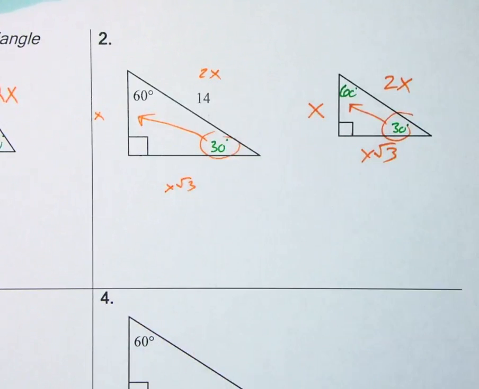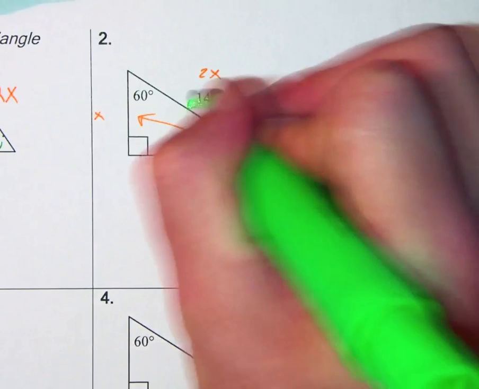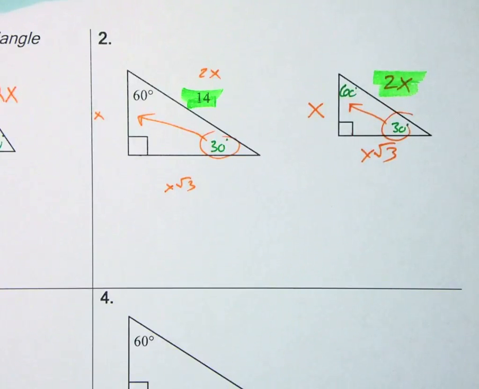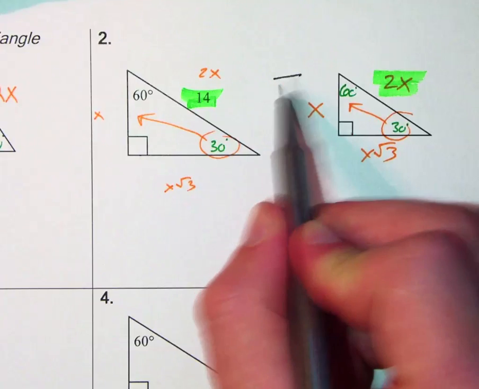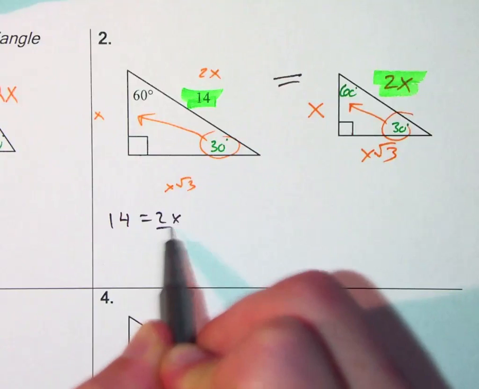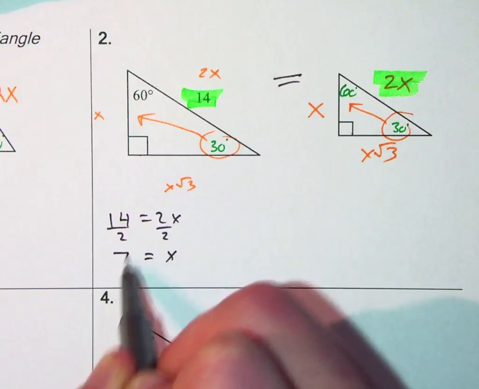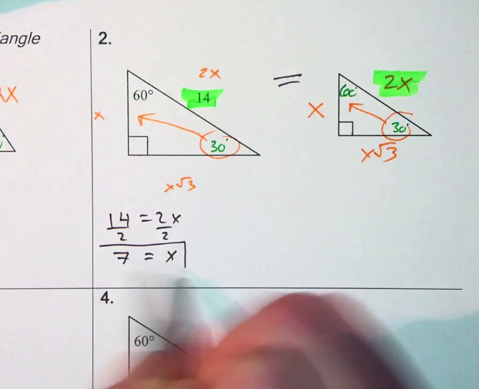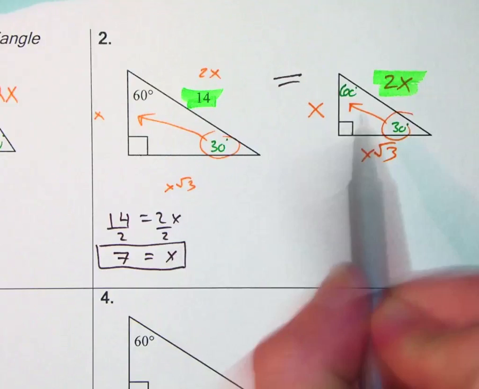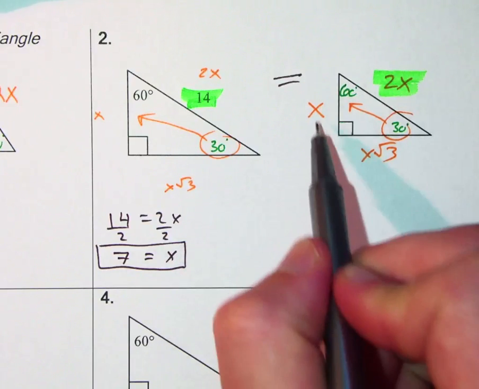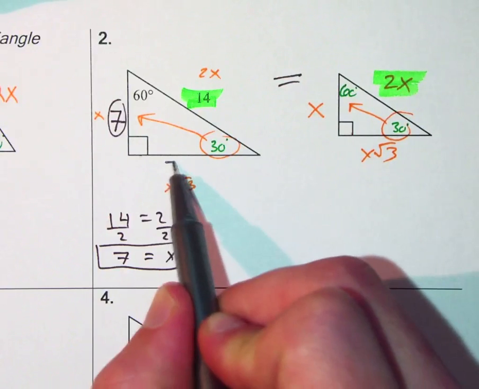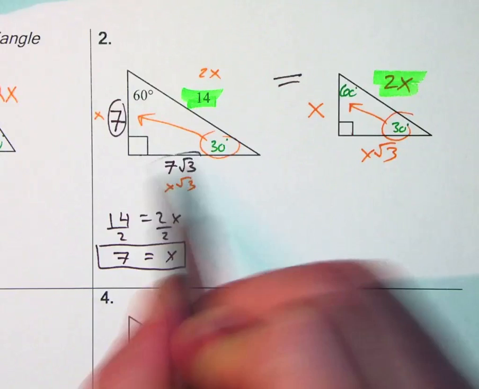Well, 2x, this is what they gave me, and it equals 2x. So these are the guys that are equal, 14 and 2x. So 14 equals 2x, divide both sides by 2, x is equal to 7. So this was 2 times 7 to get 14. So wherever you see an x, it's 7. So this is going to be 7 right there. And this is going to be 7 as well, but next to a square root of 3.